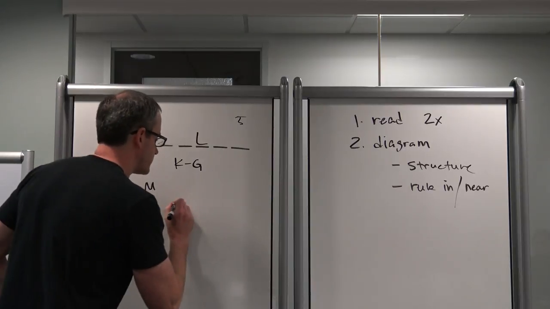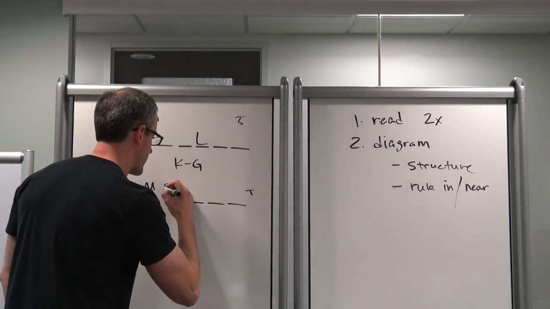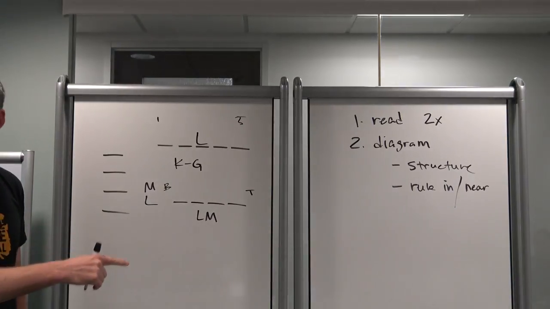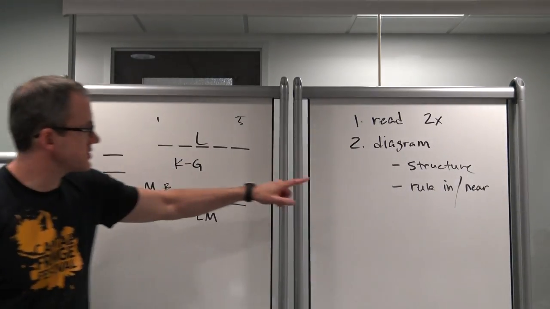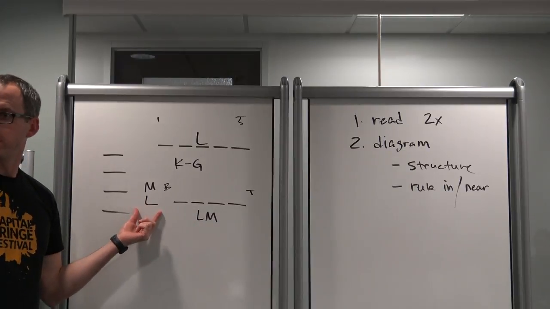Whereas if you decided to draw it like this, and this is the top of your cake and this is the bottom of your cake, then you would actually draw the rule like this, right? So you've got to figure out your structure first, and then the structure will dictate how you draw your rules.